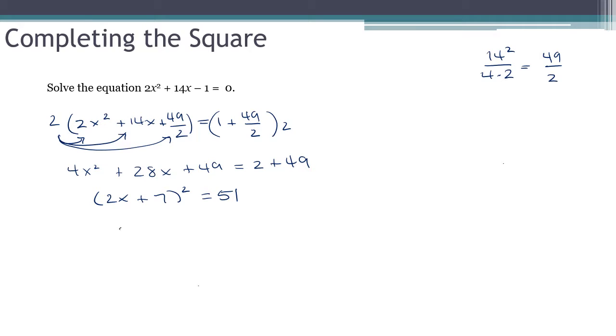Square root of both sides, 2x plus 7 equals plus or minus the square root of 51. Subtract 7 and divide everything by 2. X is negative 7 plus or minus the square root of 51 over 2. And there's my answer. Works fine with a number out in front of the x squared term.